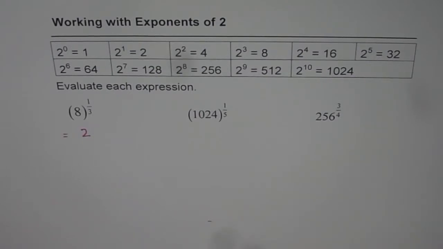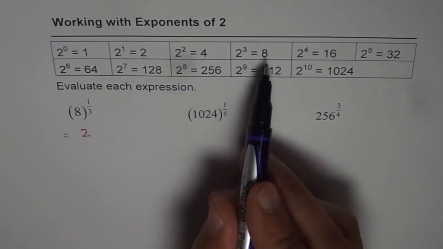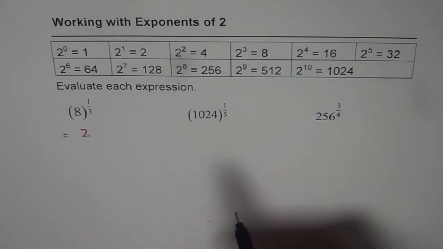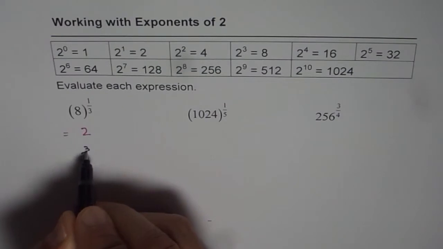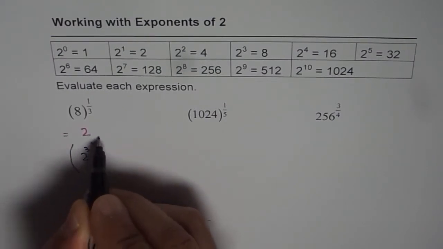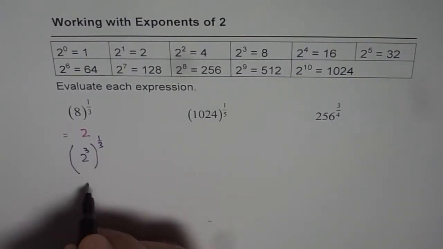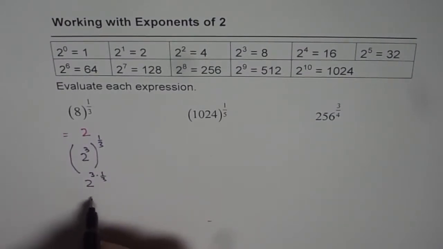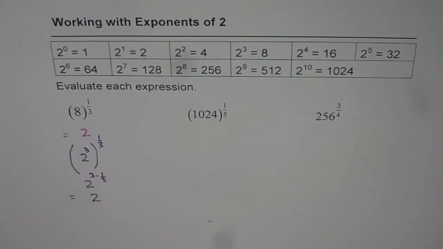Let me do an alternate way. 8 to the power of 1 over 3. Now, can I write 8 as 2 to the power of 3? Yes, I can. 2 to the power of 3 is indeed 8. So we'll write 8 as 2 to the power of 3, and then we have to the power of 1 over 3. Now applying the laws of exponents, we can multiply them, right? So we get 2 to the power of 3 times 1 over 3, and that gives us 2. So again, we get the same answer, 2.